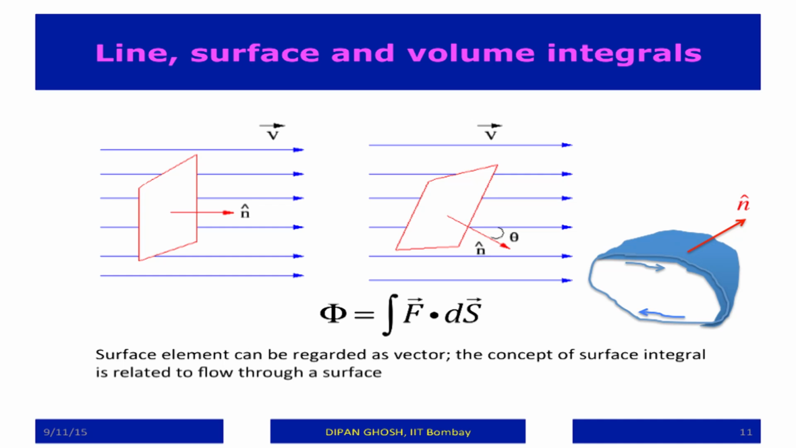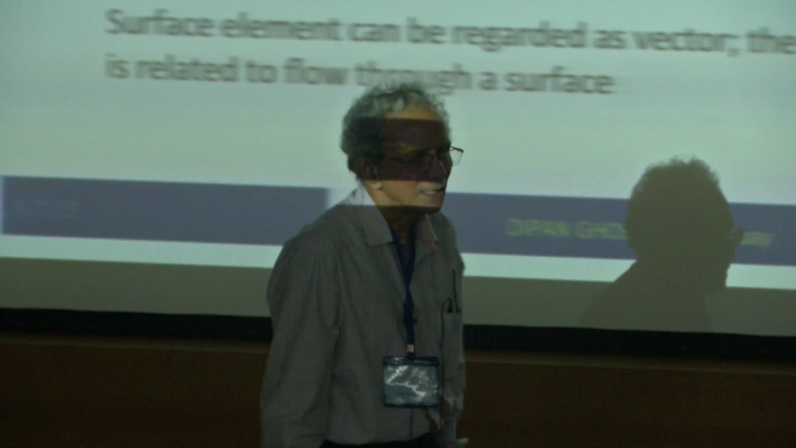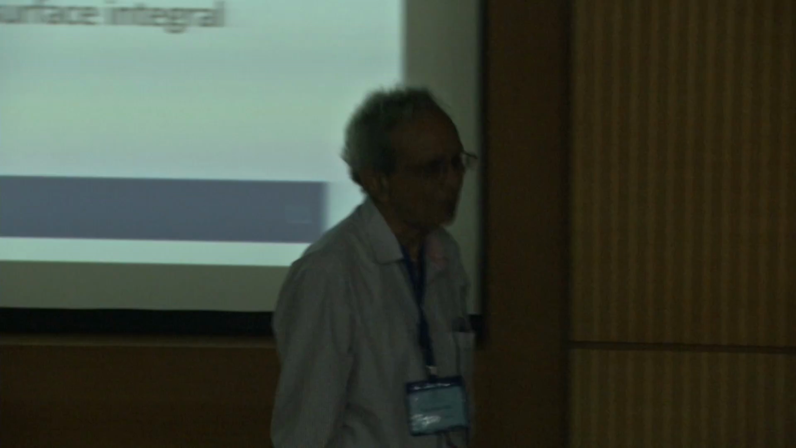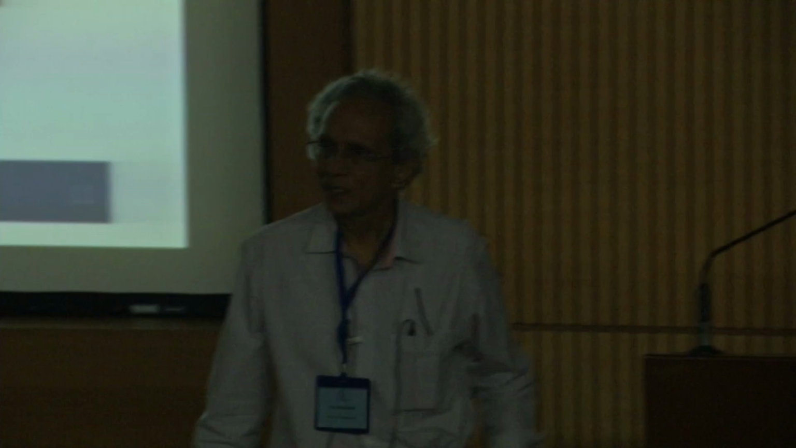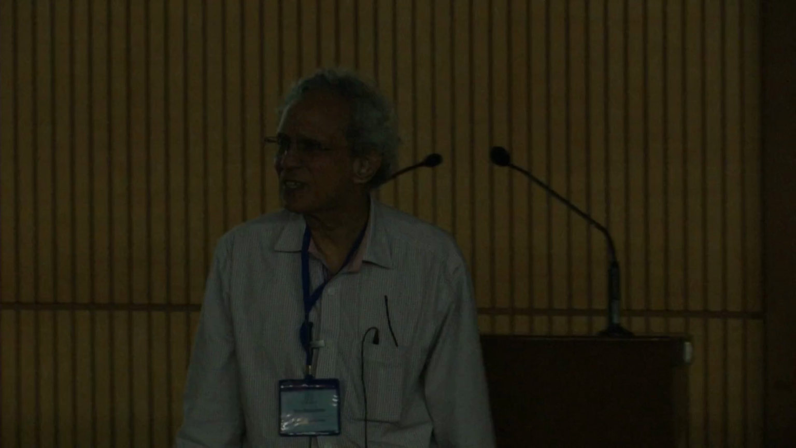That would be the situation where the maximum amount of fluid would pass through this surface. On the other hand, if you were to incline it, then the amount of fluid that will pass is related to the projection of this surface, whose normal is along the velocity direction. One of the things you have to convince your students of is that a surface is not a vector. But suppose I make the surface very small, a surface element.